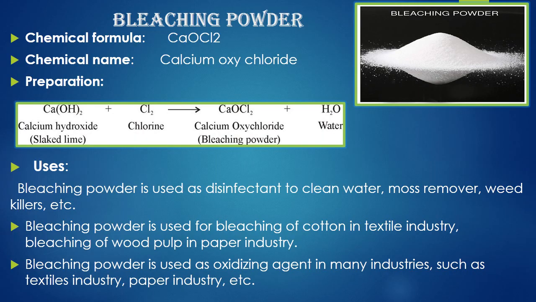Let's take another salt, that is bleaching powder. The chemical formula is CaOCl2. Chemical name is calcium oxychloride. And how it is prepared? When chlorine is added to slaked lime, we get calcium oxychloride and water. Now uses, it is used for disinfecting, to clean water, moss remover, weed killer, etc. It is used for bleaching of cotton in textile industries, wood pulp and paper industry, and it is also used as an oxidizing agent.